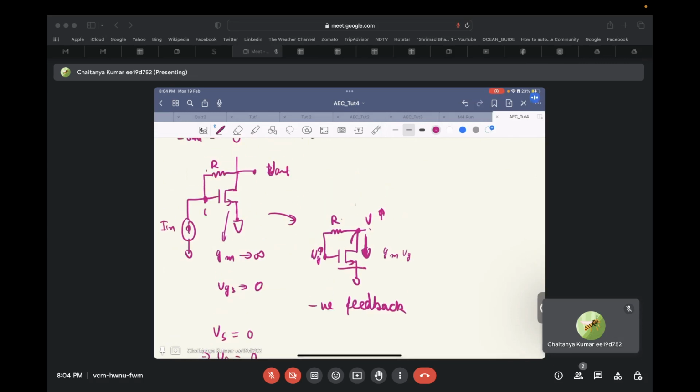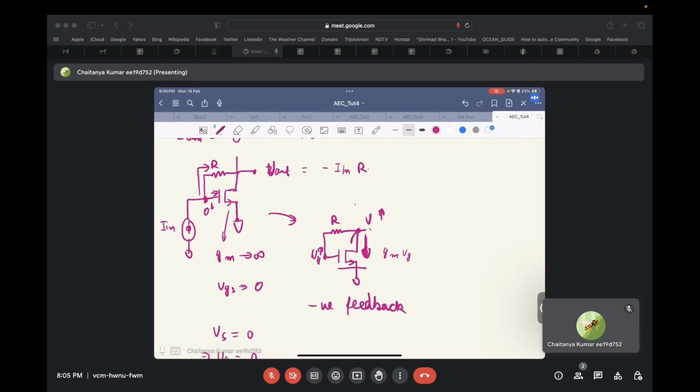And if this voltage cannot increase, it will be maintained at zero by this transistor's negative feedback action. If that is the case, the current being injected into the gate of the transistor can't flow inside the gate, as the gate resistance is infinite. It will try to flow through the resistance R, and the voltage drop across it will be I_in times R. So the output will be equal to minus I_in times R.